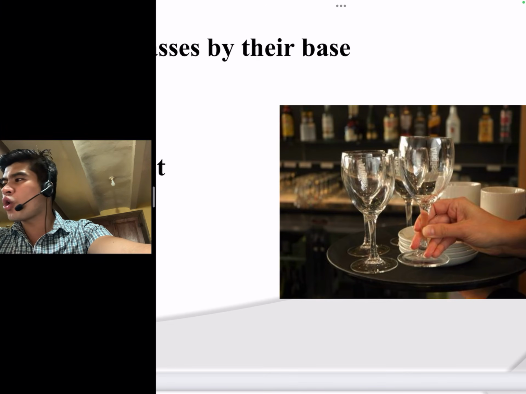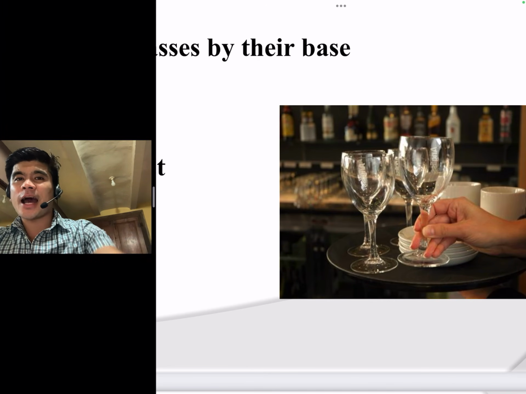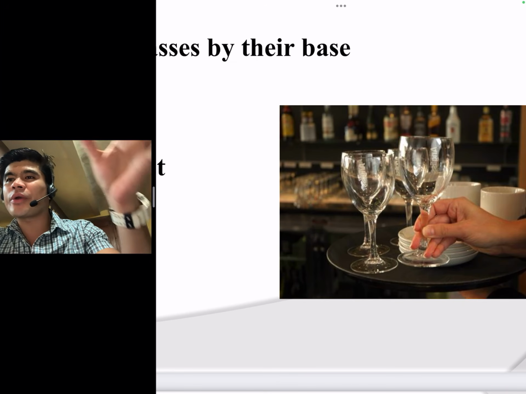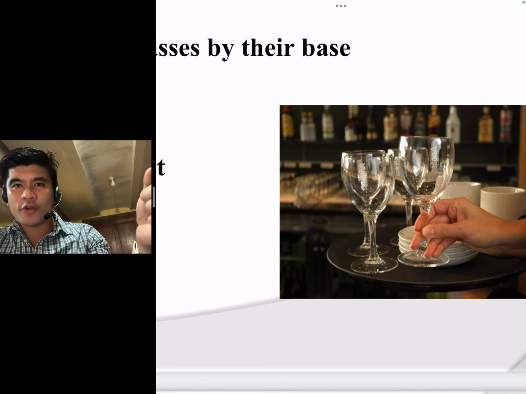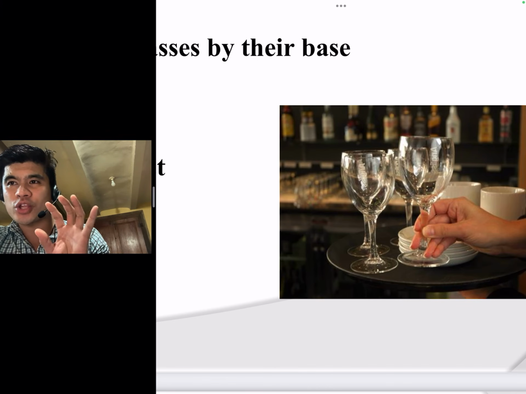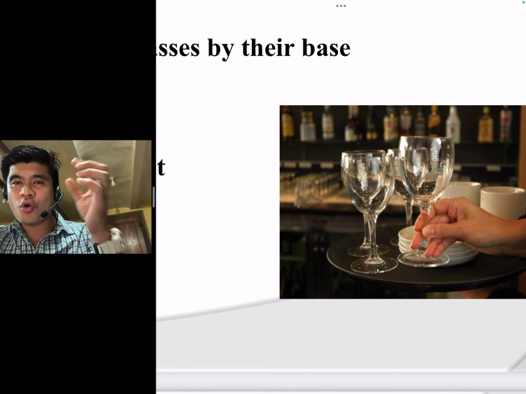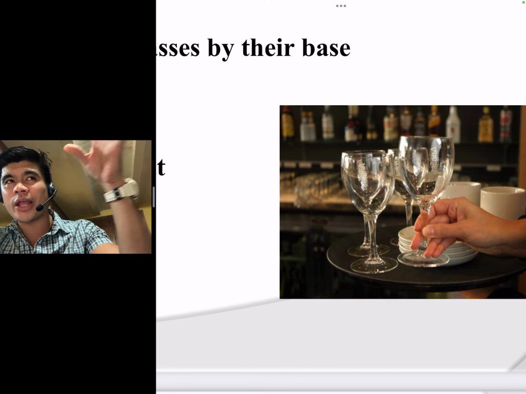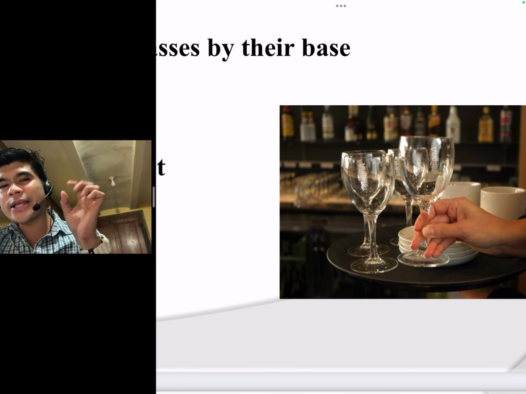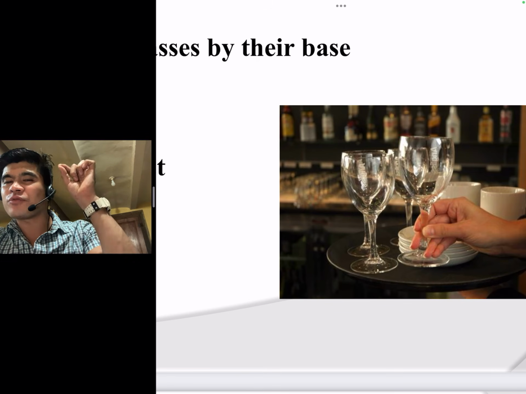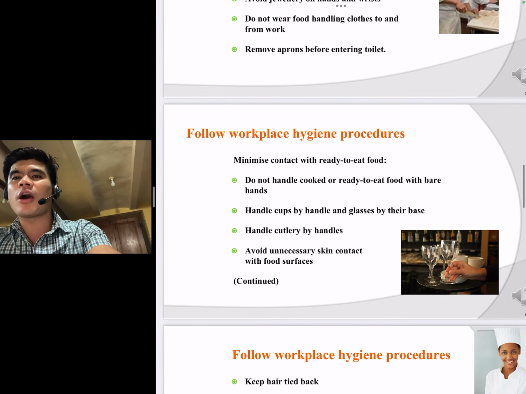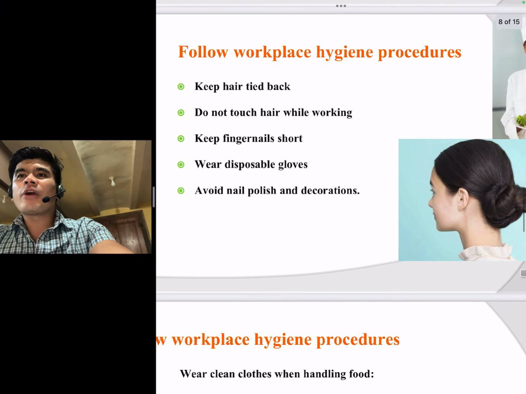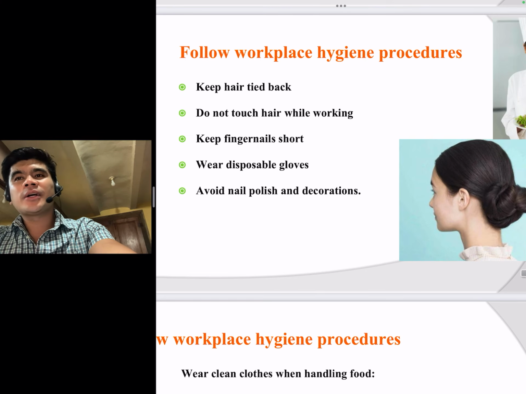There's no way you're going to hold the glass at the rim, because that is where the guests are going to drink. So the bottom line is, whatever it is that you don't want your server to do unto you is what you have to think. Kung ayaw mo na hawakan ng waiter mo yung rim ng baso, that is also what you have to do for work. And that applies to the cups and any other types of beverages. Follow workplace hygiene procedure. Hair tied back.